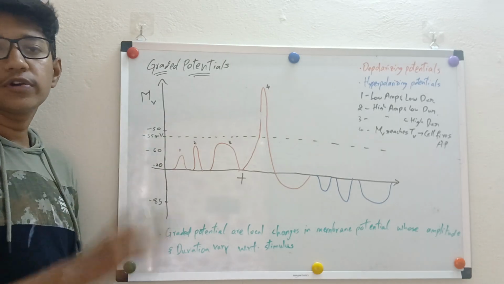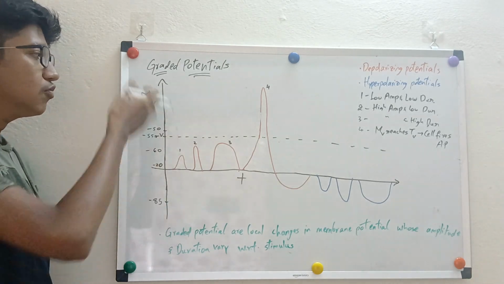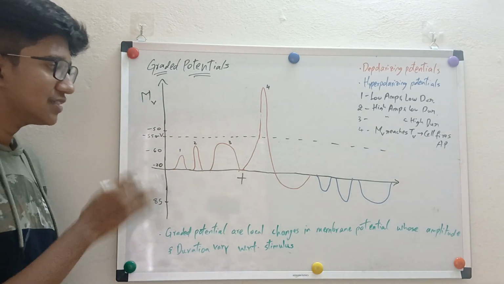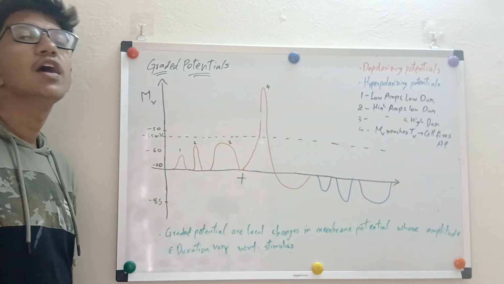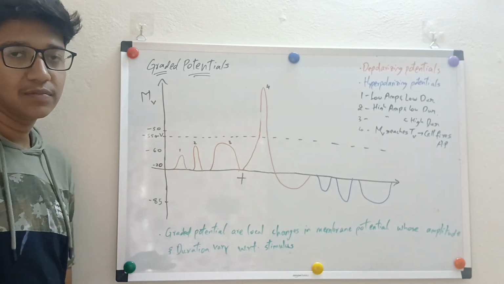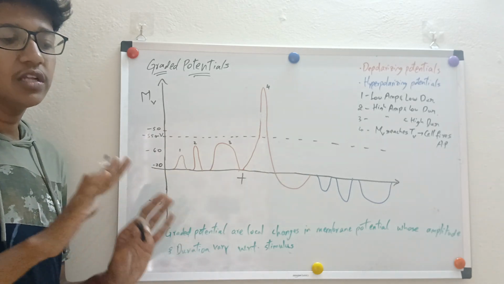We'll discuss graded potentials in detail. The same thing, we draw a graph with membrane voltage on the y-axis and time t on the x-axis. We introduce a stimulus to the neuronal cell. That stimulus is not a threshold stimulus.